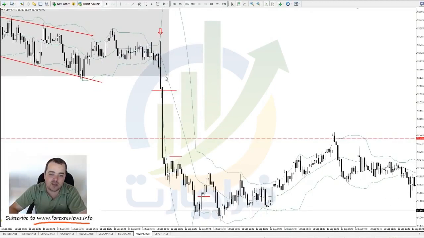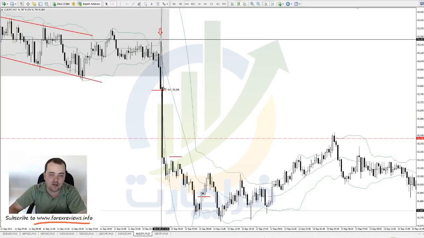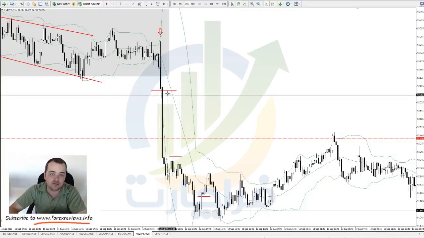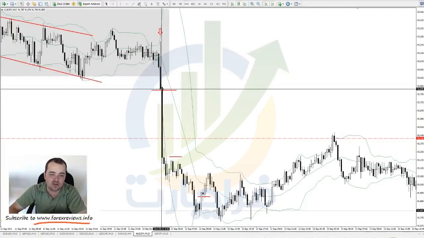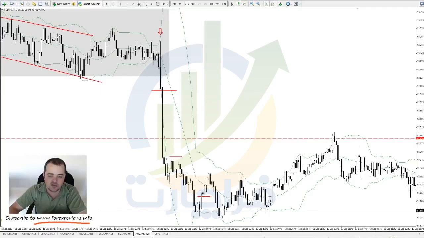As soon as it broke out of there, I had my alarm set here. I saw it break out of the box, watched it close, entered a sell position, and put my stop loss just above the pin, because I knew that if it got above the pin, I'd definitely be wrong. I expected a big move out of this because it was moving so fast, and I took it down to just around here, about 60 to 70 pips. So I saw this bouncing away here.